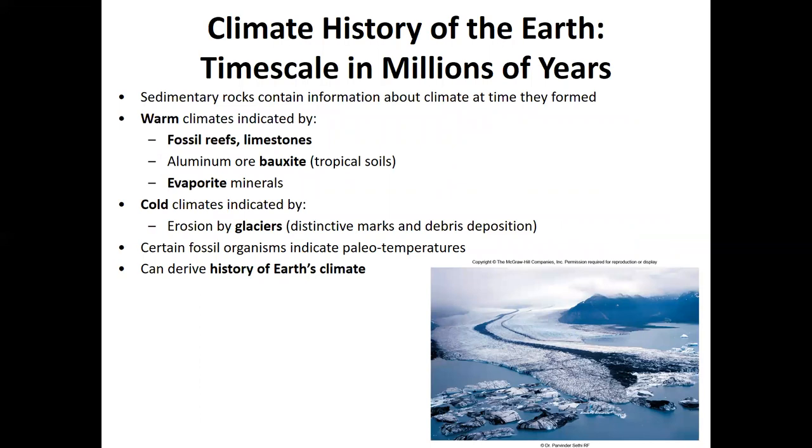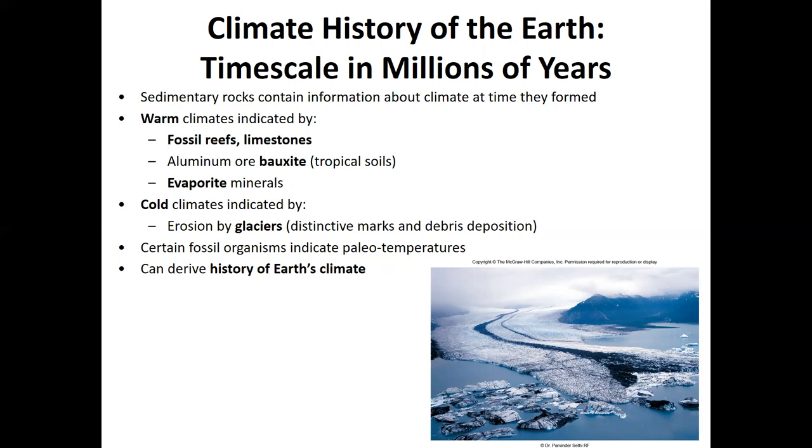So looking at Earth's climate on very long timescales of millions of years, sedimentary rocks contain information about the climate in the past, whenever they formed. And so we can see there were warm climates in the past by records of fossil reefs, limestones, aluminum ore bauxite, which forms in tropical soils, and evaporite minerals. Those are all geologic markers of very warm climates. Cold climates are indicated by erosion by glaciers, which are distinctive marks and debris depositions. Certain fossil organisms also can indicate paleotemperatures, and we can derive the history of Earth's climate.